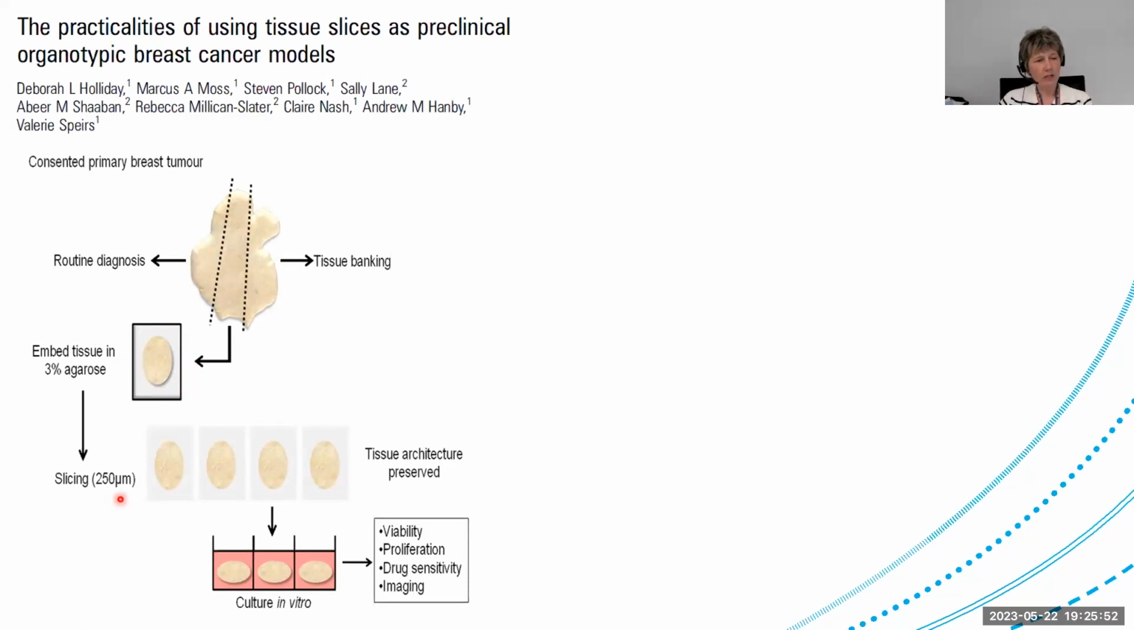We then used what's called a vibratome to slice 250 micron serial sections of the tumour. So effectively, we're taking these sections of the tumour and maintaining the tissue architecture. We were then able to put these into culture in vitro for anything between 14 and 21 days. And we were able to show that we could do viability assays and proliferation. In the ones that were ER positive, we looked at the effect of tamoxifen and showed that the ER positive tissue slices which responded to tamoxifen were growth inhibited.